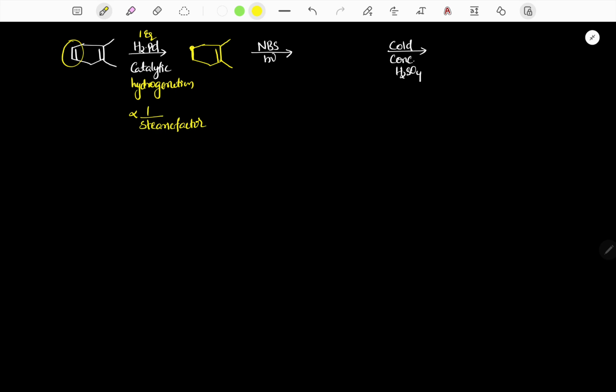Of course, it is not a chiral center, that's why I am not adding the stereochemistry. This overall reaction is syn addition and the reaction is highly exothermic. Heat of hydrogenation is directly proportional to the number of pi bonds and inversely proportional to the stability of the alkene.